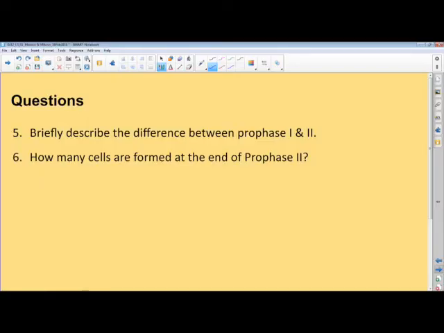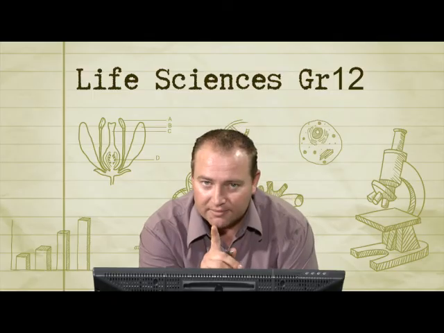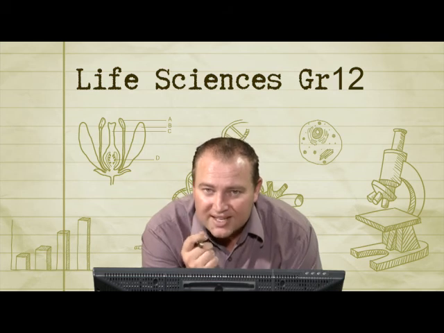Here we go. Briefly, and I'm going to highlight it in pink, briefly describe the difference between prophase 1 and 2. Okay? Prophase 1 and 2. And how many cells are found at the end of prophase 2? Carefully. I'm going to give you 2 minutes. I want you to think about it, because you need to understand exactly what's going on to be able to do these questions. Are you ready? Go.